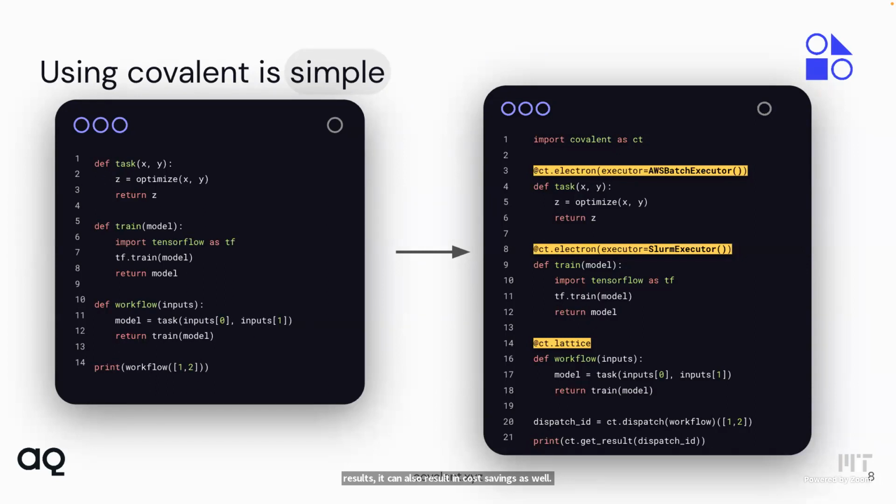But using Covalent is actually quite simple. This is just an example of a Python script, where we're training some model here, but all we really need to do is import Covalent, add some decorators to this code, and you could just use it as you would use the non-Covalent version. Just run this script, and essentially it runs the workflow just by adding those decorators.